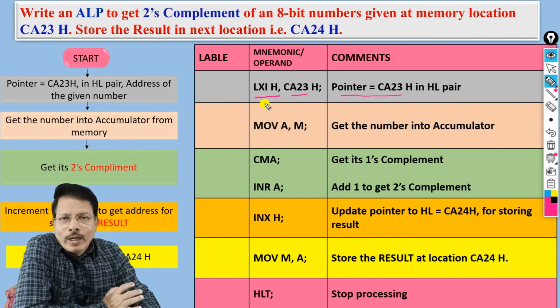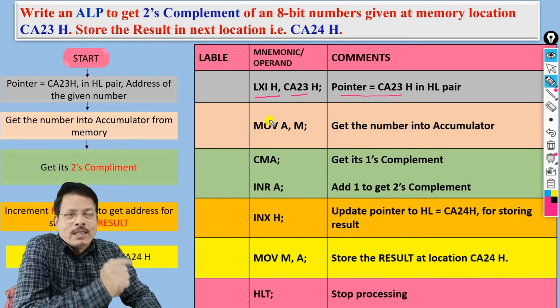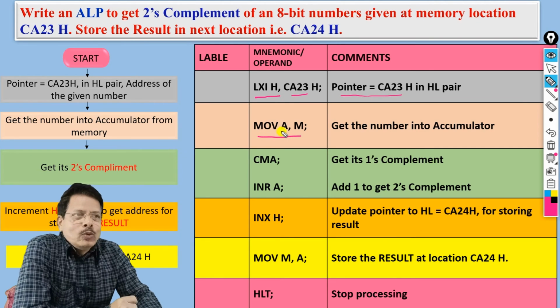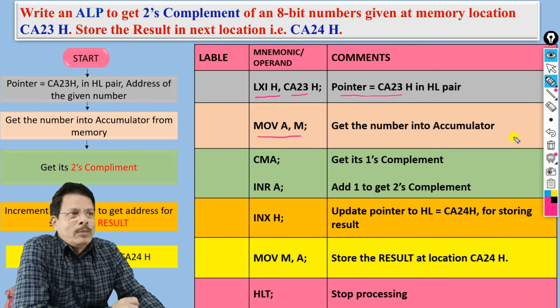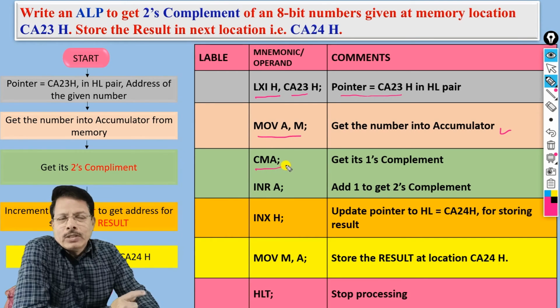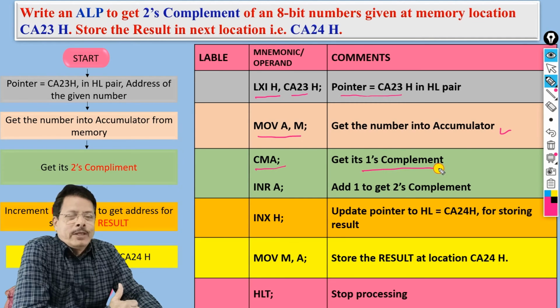Now HL is loaded and ready for memory access. As in the last program, we have used here MOV A,M. How to read this? Move to accumulator from memory. So get the number into the accumulator. This is the comment. Then use complement accumulator, CMA. The instruction is the same as we used in the last program. So get its 1's complement.